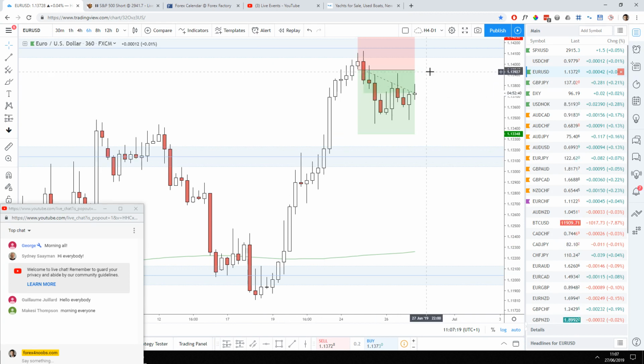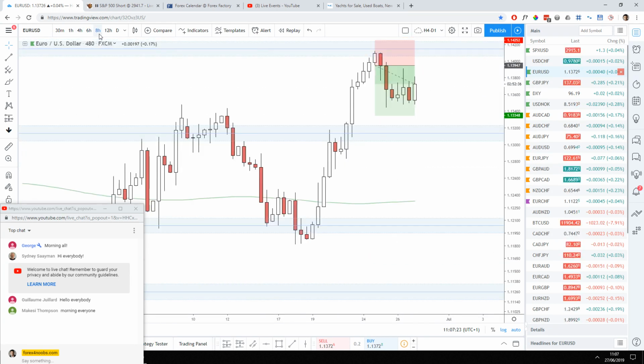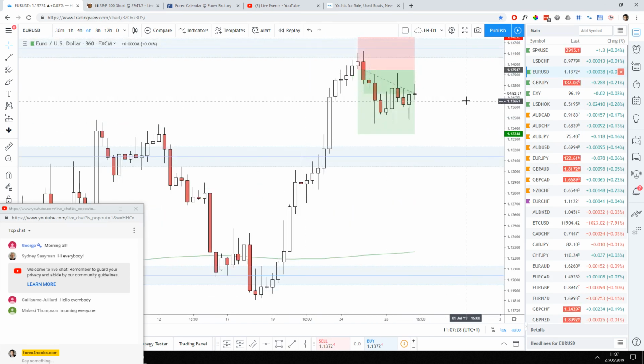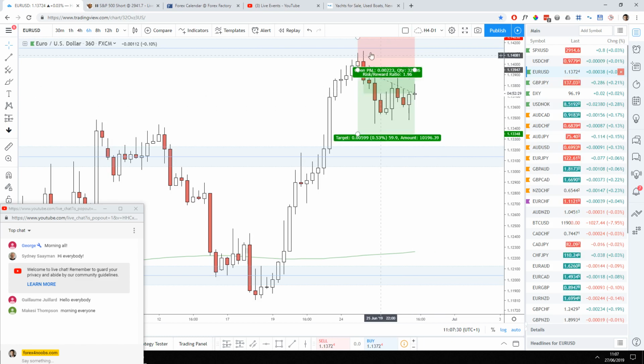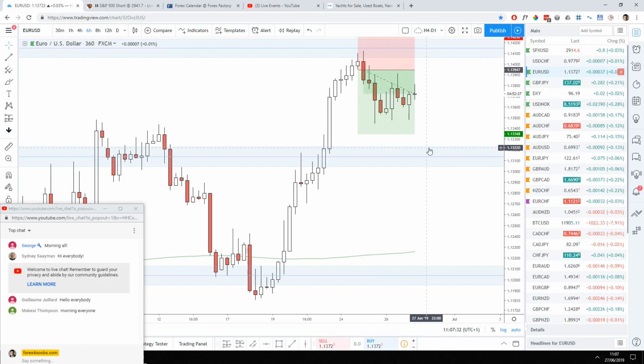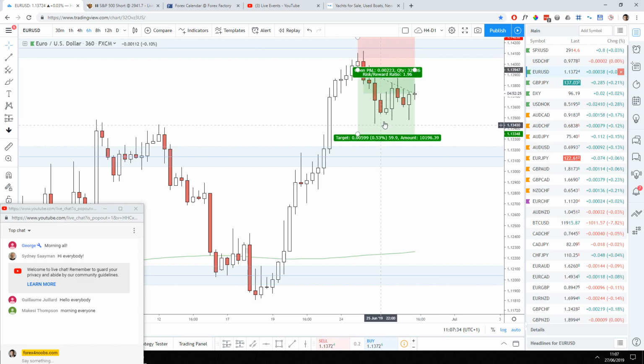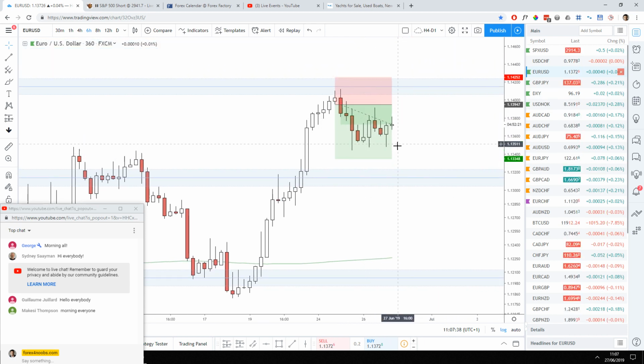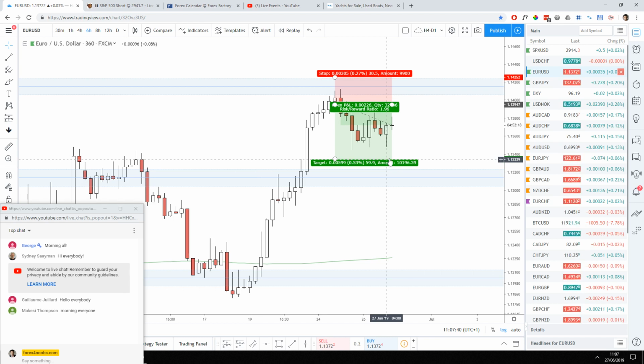Euro USD was another trade I shared. This one also triggered on the 6 hour, but I believe this one... No, it was just the 6 hour. So this one triggered on the 6 hour, headed down pretty nicely, then started pulling back up and is now just moving sideways. I think ultimately it will hit that target down here.